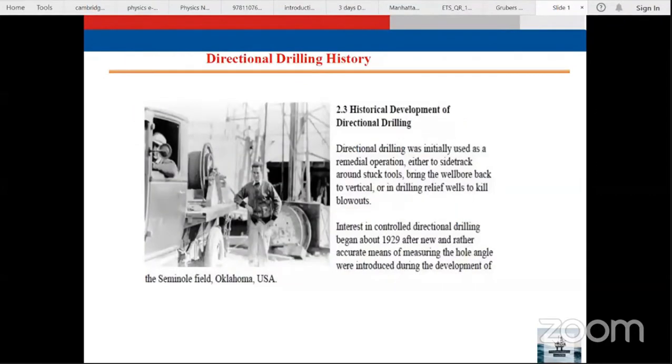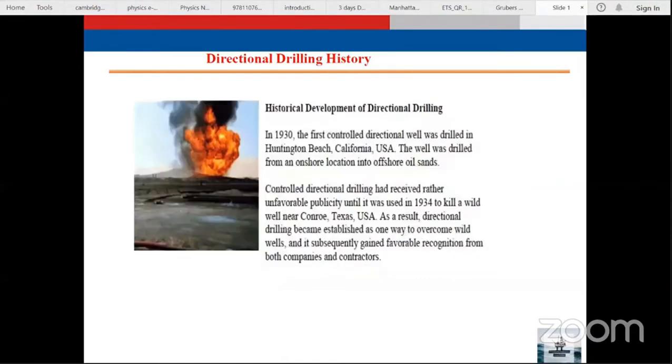Okay, let's start with the history. Where did directional drilling start? In 1929, the first directional drilling began in Oklahoma City to drill relief wells for blowout wells, where the well has a blowout and kick. You know from drilling engineering, if a kick is uncontrolled, it will cause blowout and fire.